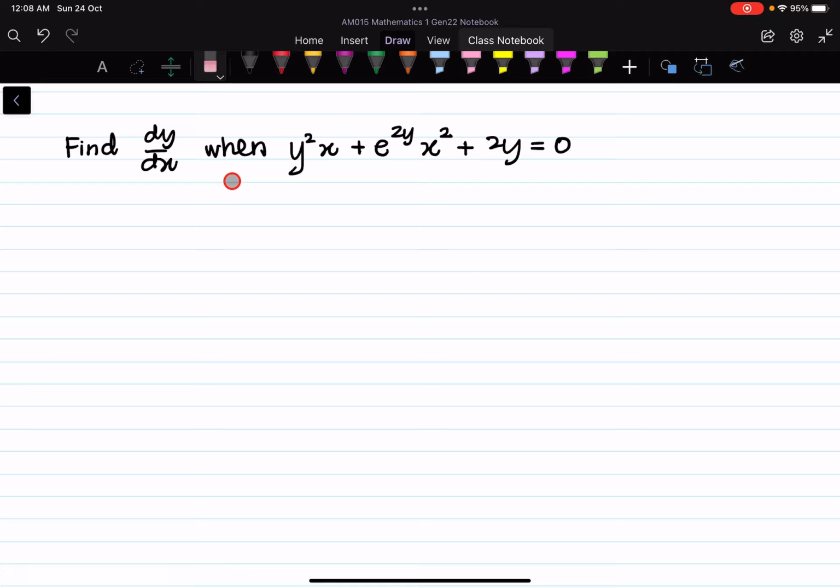Find dy/dx when y squared x plus e to the power 2y x squared plus 2y equals 0. For the first term, y squared x, we're going to use the product rule. y squared is going to be the u, and x is going to be the v. For the second term, e to the power 2y x squared, we're also going to use the product rule. e to the power 2y is going to be our u, and x squared is going to be our v.